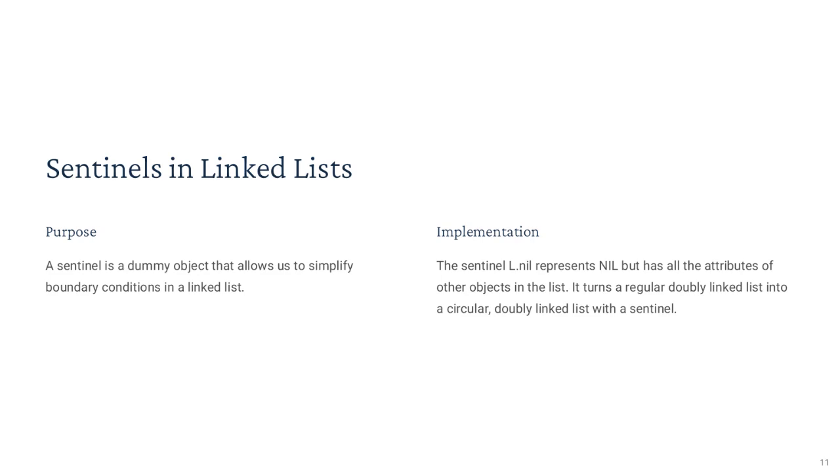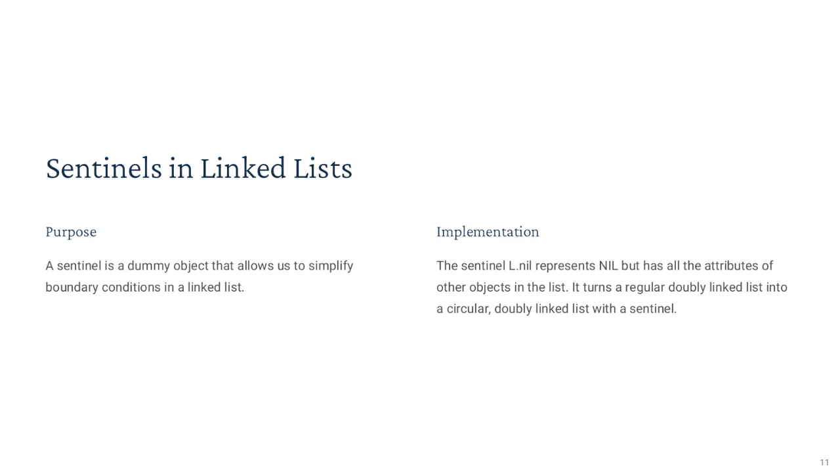Using a sentinel transforms a regular doubly linked list into a circular one, where the sentinel serves as both the predecessor of the head and the successor of the tail. Operations such as insertion and deletion become more efficient because they require fewer conditional checks. While sentinels simplify code and reduce the risk of errors, they consume additional memory, which may be significant for applications managing many small lists.